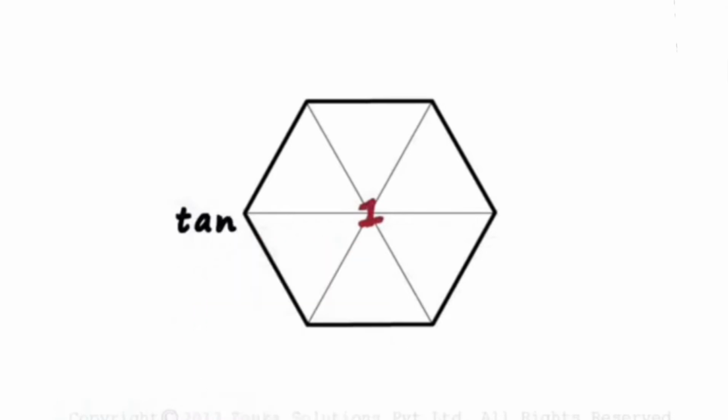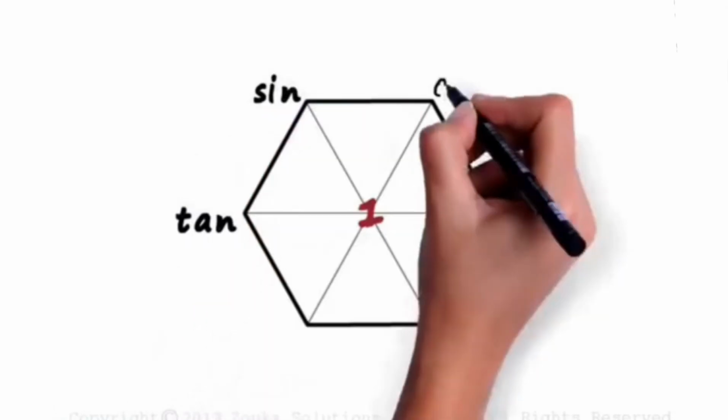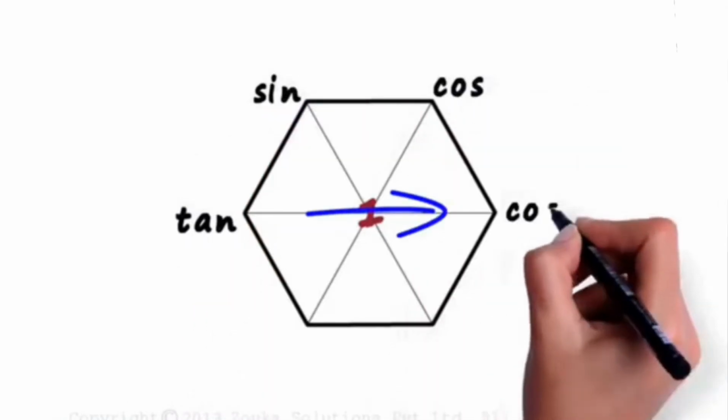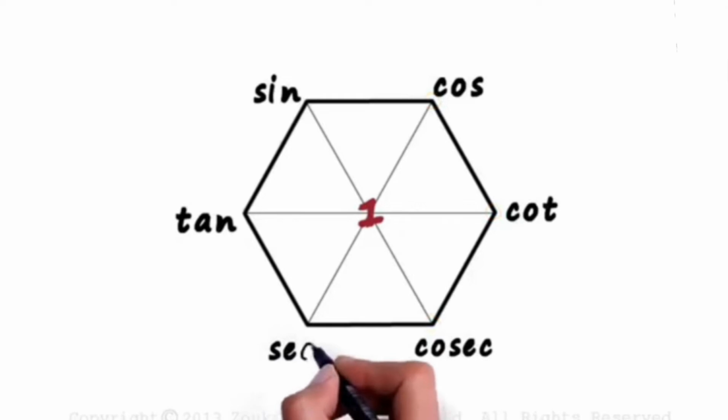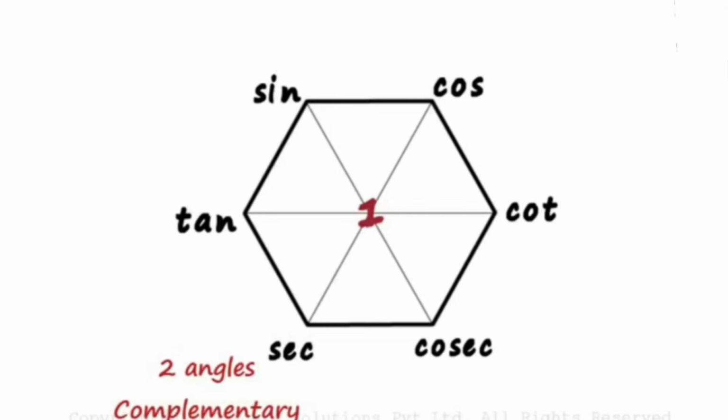First we take the one as center and then we write tan, sine, cos, cot and cosec, the 3 C's on one side, and then we take sec. Now what are complementary angles? 2 angles are said to be complementary if their sum is 90 degrees. So complementary angles are those angles where, if you take 2 angles, their sum should be 90 degrees.